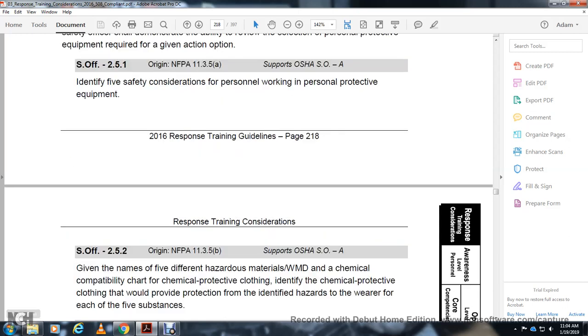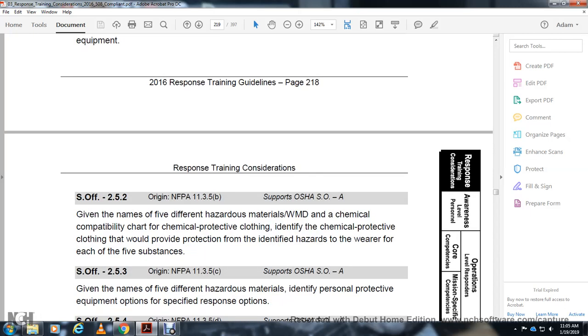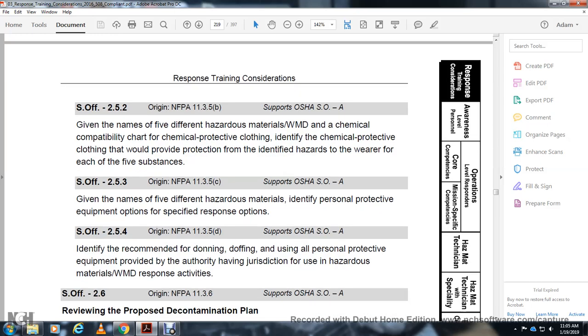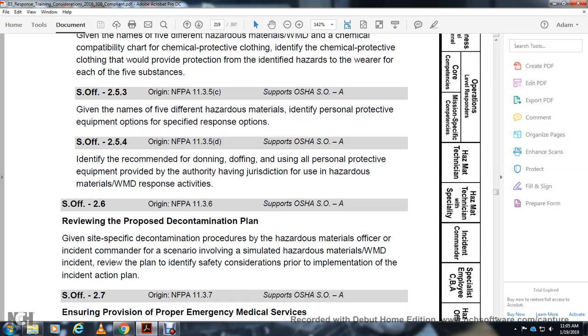Give the names of five different hazardous material weapon of mass destruction chemicals and chart their capability with chemical protective clothing. Identify which chemical protective clothing would provide the protection, and identify the hazard associated with each of the five substances. Identify the personal protective equipment options, specify the response options, and give the recommended donning, adopting, and doffing of the personal protective equipment. Provide the authority having jurisdiction over the hazardous material weapon of mass destruction response activities.